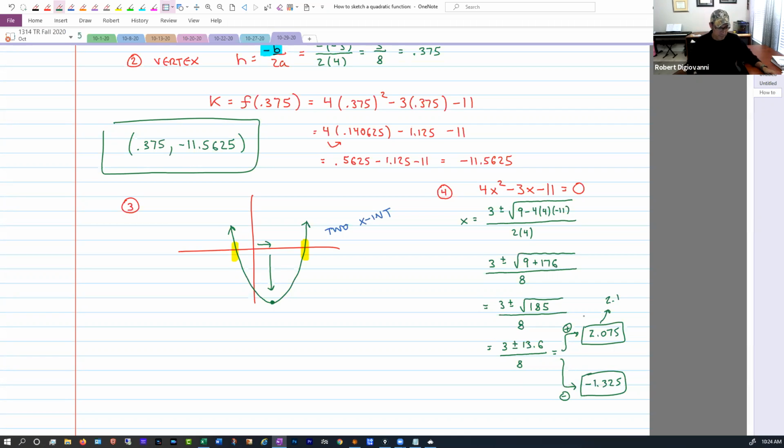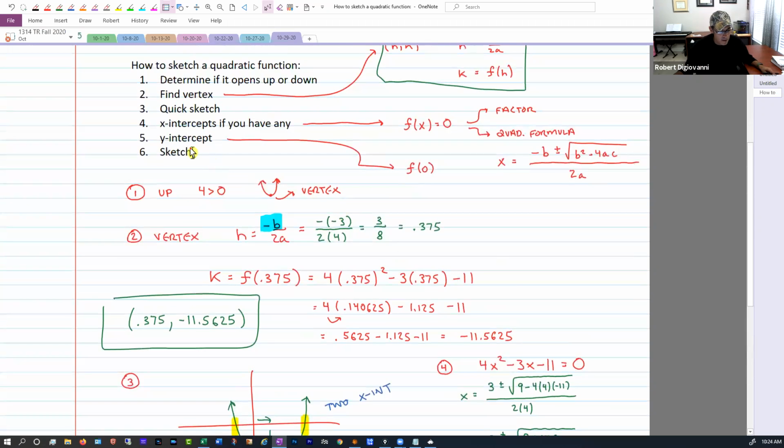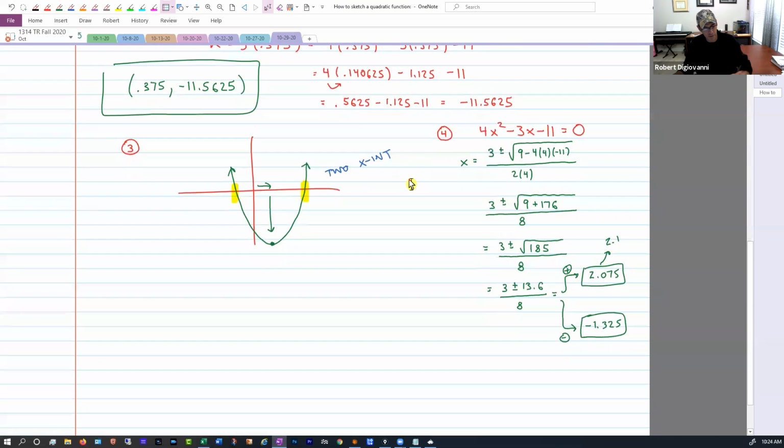That's step 4. Any questions there? Step 5, find the y-intercept. To do that, all you do is plug 0 into the function. So that means for step 5, I'm going to squeeze step 5 in right here. I just plug 0 into the function. So that's 4 times 0 squared minus 3 times 0 minus 11. But everything goes away except for the minus 11. So negative 11 is the y-intercept.